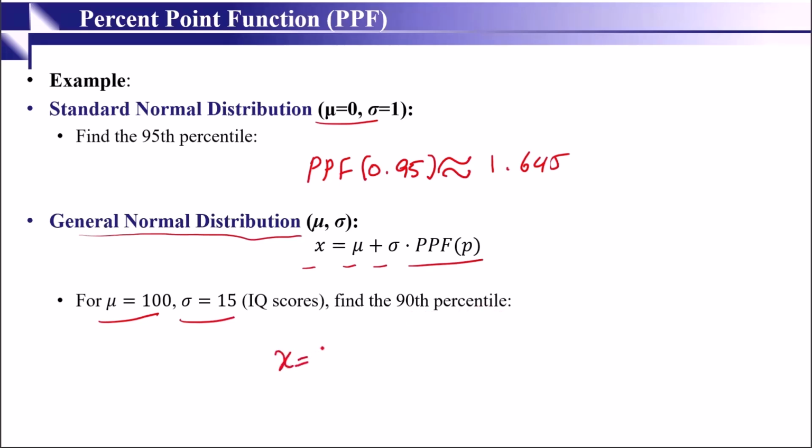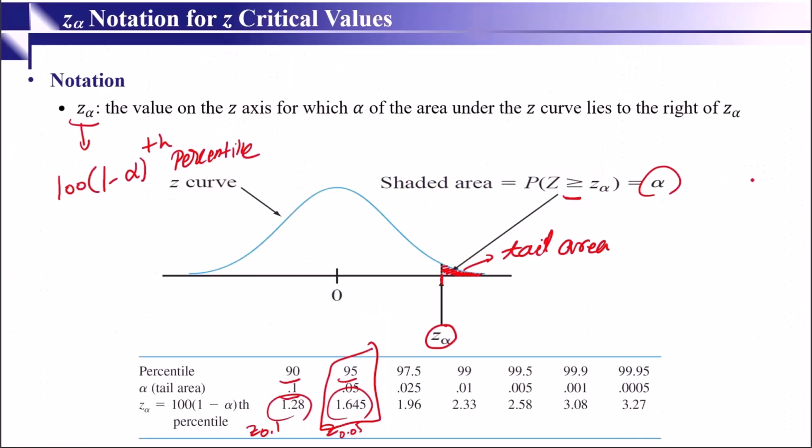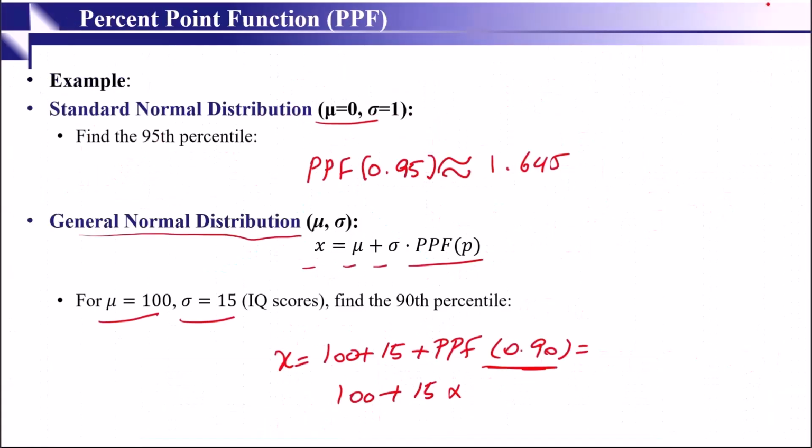In this case, x is equal to 100 plus 15 multiply ppf of 0.90. Again, for this one, we will go through the table, and it will be 1.28. So 1.28 will give something like 119.22.